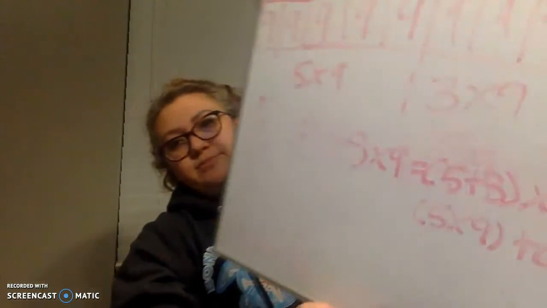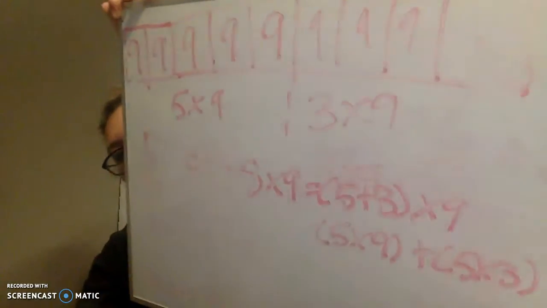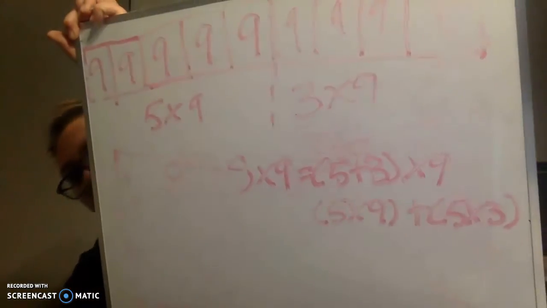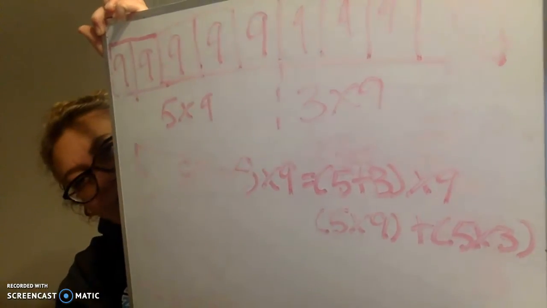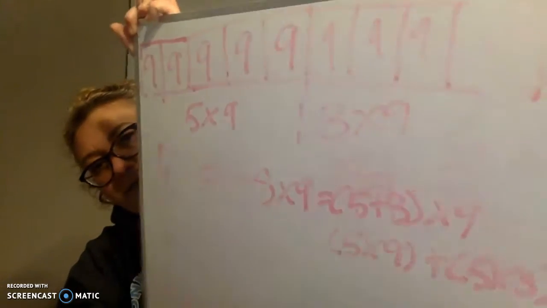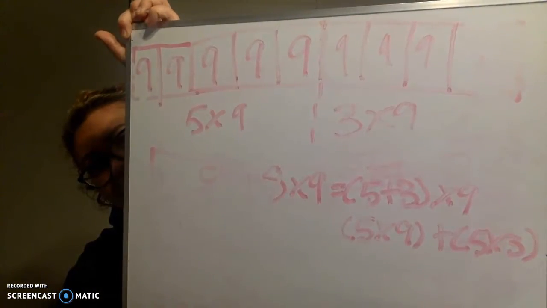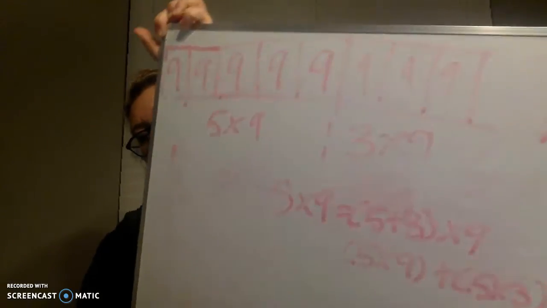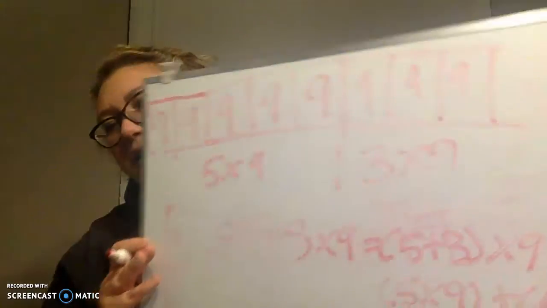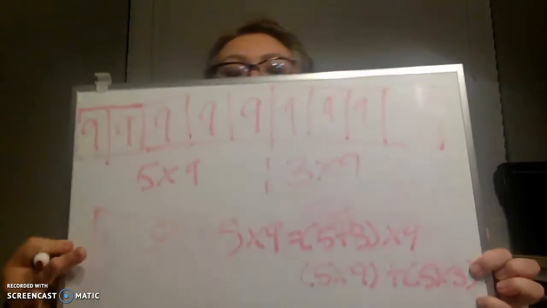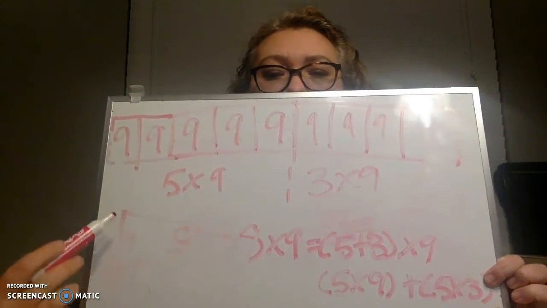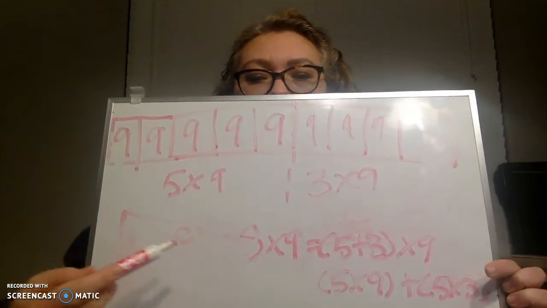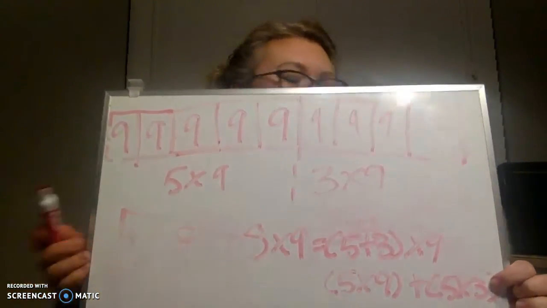Here's what Mrs. Dents put. So if you need to pause and catch up, that's totally fine. So 8 times 9 is equal to 5 plus 3 times 9. Because 5 plus 3 equals 8, and you're timesing all of it by 9. So then down here, I broke it up into 5 times 9 and 5 times 3. You can see that over here.